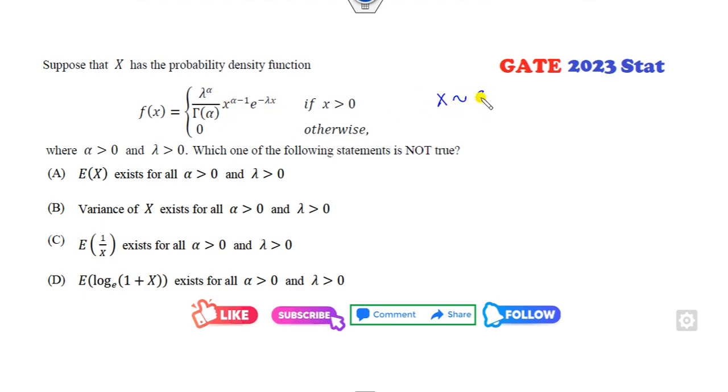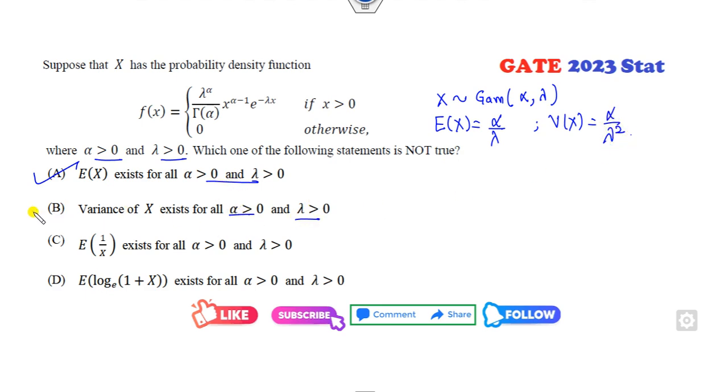Again you can see it is my gamma distribution with the parameter alpha comma lambda. Fine. Then what is the expected value of this? It's a gamma distribution, so the expected value is alpha over lambda, and clearly both are greater than 0, so yes, it exists. What is the variance of X? It is alpha over lambda square. Again both are greater than 0, yes, it exists.